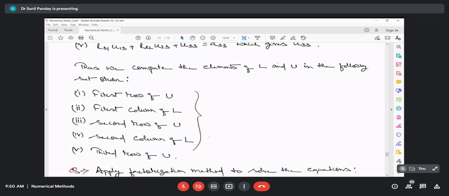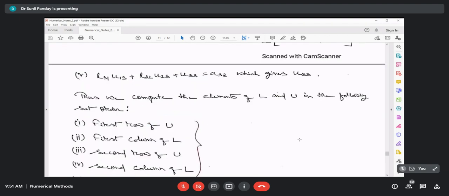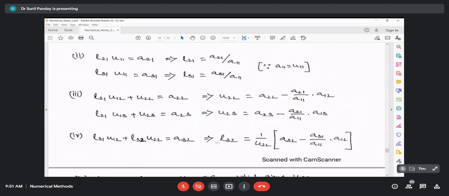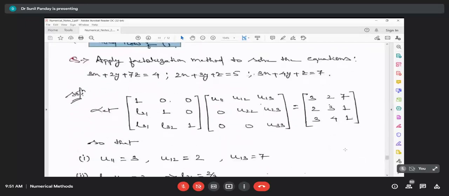In the first step, we calculate the first row of U, then we calculate the first column of L, then the second row of U, then the second column of L, and then the third row of U. So this is the procedure to obtain the values of Lij and Uij. We'll see this through one example.